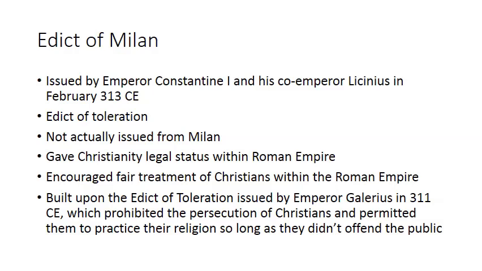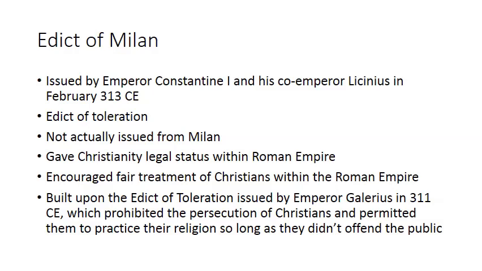The Edict of Milan. This was issued by Emperor Constantine I and his co-emperor Licinius in February 313 Common Era. It was an edict of toleration that essentially gave Christianity legal status within the Roman Empire. This encouraged fair treatment of Christians in the Roman Empire, which until this point had been persecuted. And so this was a really, really big deal. It built upon the Edict of Toleration issued by an earlier emperor, Emperor Galerius, who Constantine succeeded.